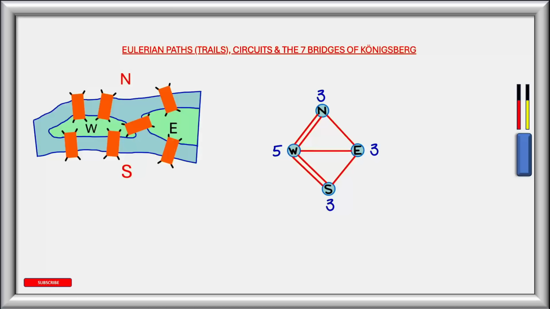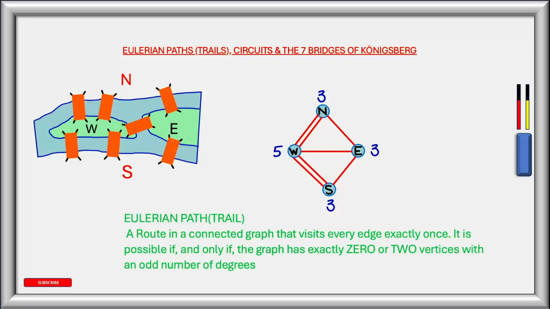Think about any vertex that is not your start or end vertex. It's a pass-through point. To use an edge to get in, you need one to get out. That's a pair. Because every entry needs an exit, these vertices must have an even degree. If it's odd, you eventually enter and have no way to leave. This brings us to the definition of an Eulerian path or trail.